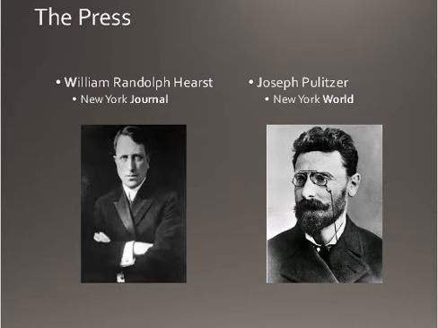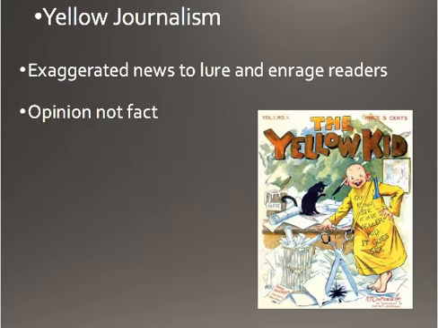And so they're competing to get subscribers, people to buy their newspapers. And how can they get people to buy their newspaper over their competitors? Well, they come up with this new style of journalism that is known as yellow journalism: exaggerated news to lure and enrage readers. You're trying to get people to buy your newspapers, and so they start to twist the news a little bit, and there's some biased reporting that takes place.